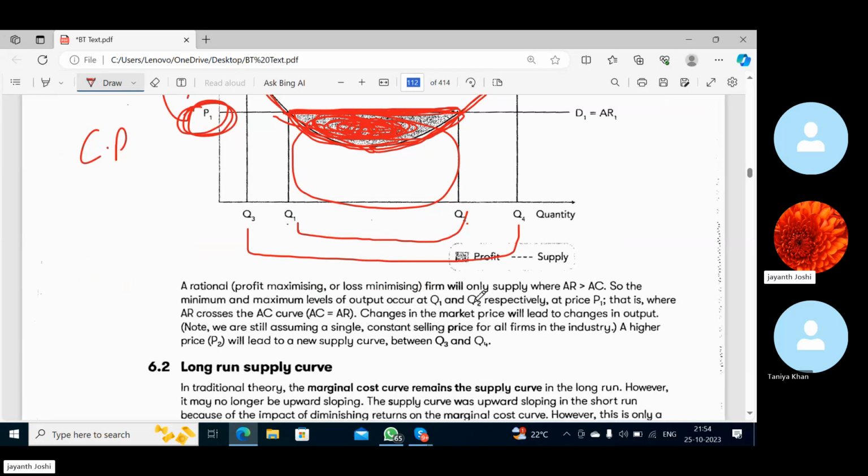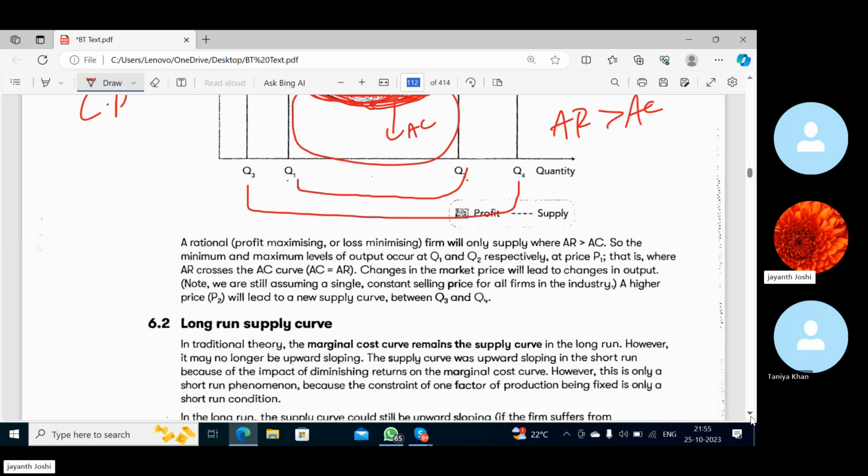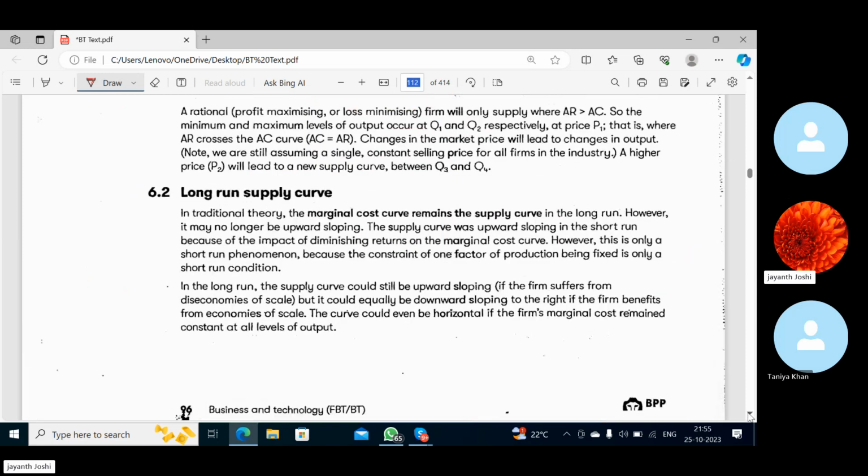And your average revenue should be more than your average cost. See, this is your average cost, right? This is your AC. This is your AR. And this part of AR is the supply curve. If this is AR, this is AC, if AR is more than AC, you are in profits. Average revenue more than average cost, or equal also, that's okay.